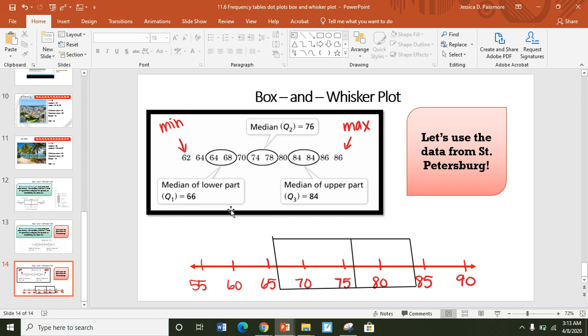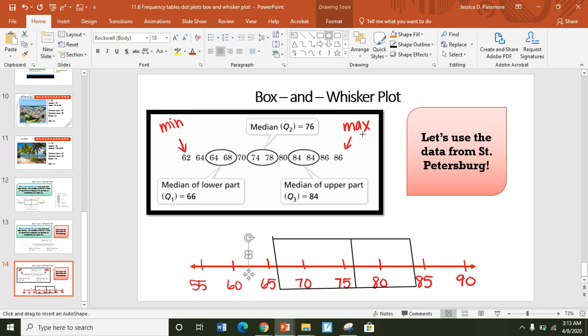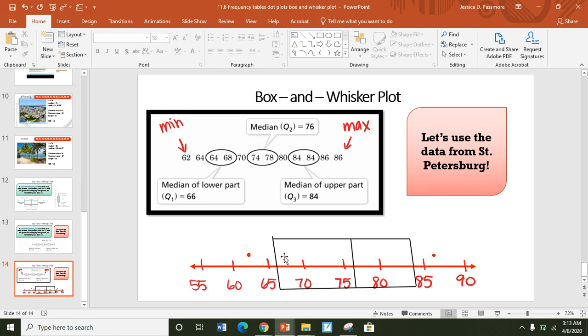And the last part I need to do for my box and whisker plot is to make my whiskers. My whiskers are going to be the minimum value and the maximum value. So my minimum is at 62. So I guess right here would be 61, so 62 would be somewhere right there. And then I'm going to go over to my maximum value. My maximum is 86. Maybe right there. So I've got my whiskers. And then I just connect them to my box.